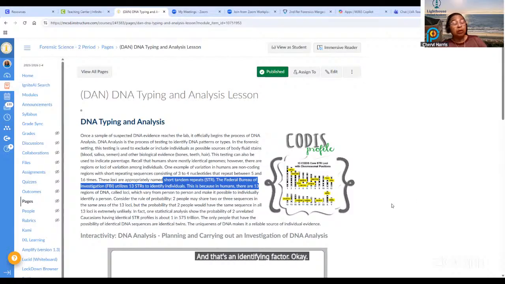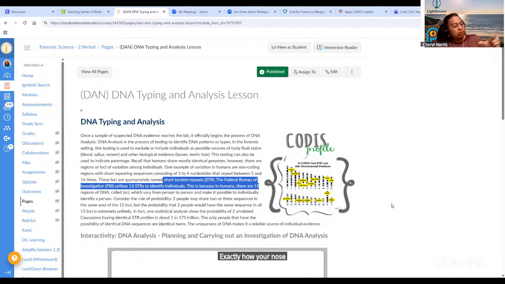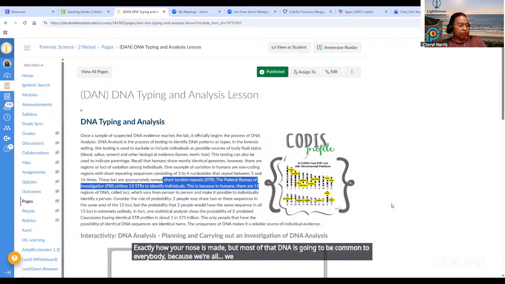Okay, because like you said, we're human, so for the most part, the sequence to make an eye, the sequence to make an arm, the sequence to make a nose is similar. There might be certain uniqueness about the instructions on yours that tells you exactly how your nose is made, but most of that DNA is going to be common to everybody because we all have an eye, a nose, an ear. We all have saliva. So it's all going to be similar, but there'll be certain unique sequences that will identify you.